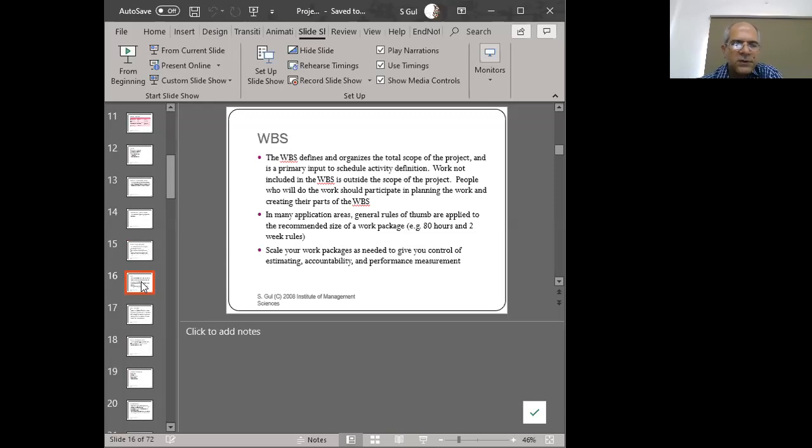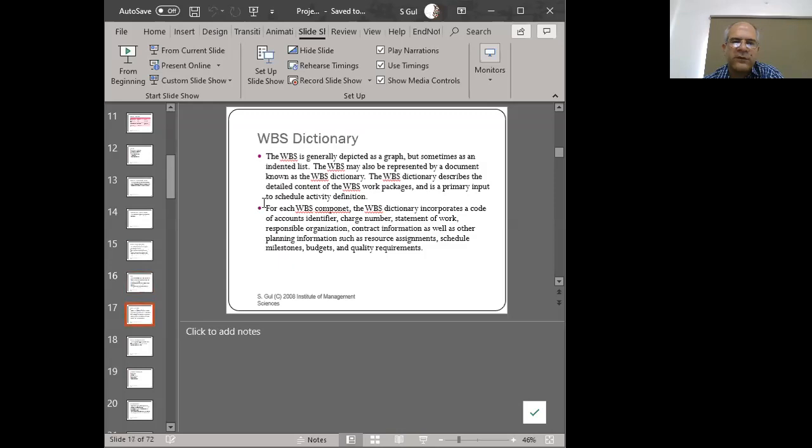And you scale your work packages as needed, right? As needed to give you control. So certain work packages may be left at a higher level and you don't decompose them too much because you've had a certain heuristic. So you use that, that's fine. Other work packages have to be decomposed more because you didn't have a heuristic or a rule of thumb. Now, along with the WBS, you've got a WBS dictionary.